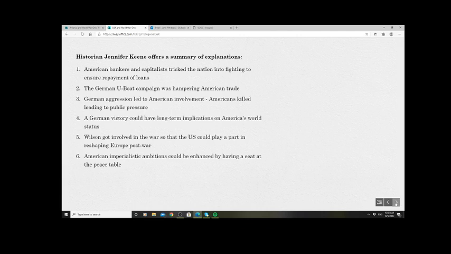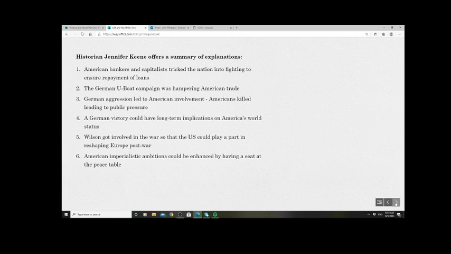And then the sixth one, American imperialistic ambitions could be enhanced by having a seat at the peace table. Well, of course, Wilson's not going to say that America wants to enhance its imperialist ambitions across the world, that open door policies, free markets, chance to expand capitalism. He's not going to say that's the ultimate reason for American intervention, but it might have been a reason that was very much in his mind, that America can benefit from intervention and victory in this war.